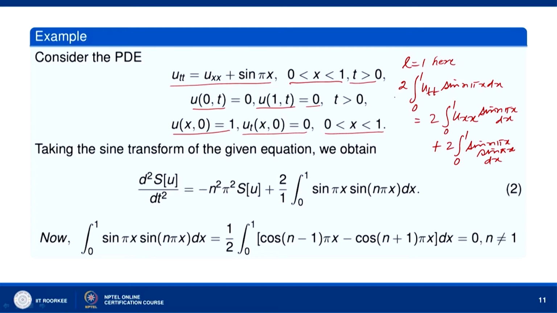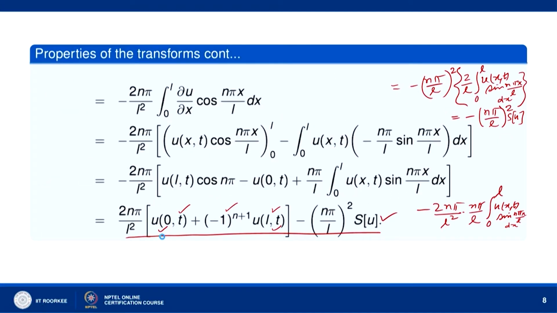Now, we know that S of u_tt is equal to d square S over dt square, we have seen it. So, the left side becomes d square S_u over dt square, and then S of u_xx, which we have already found. Let us see what that is. So, this is S of u_xx.